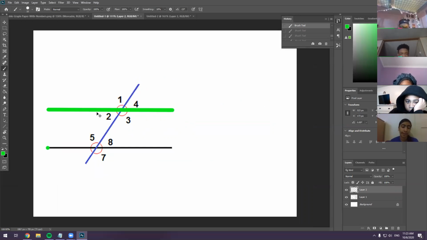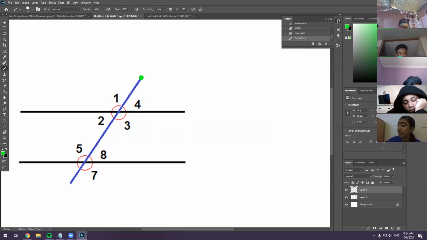So in this diagram, our parallel lines are these black lines, right? Now we have this blue line here. That is called our transversal line. In the English language, to transverse means to travel or to go across something. So in math, a transversal line is this line that crosses through your parallel lines, okay?